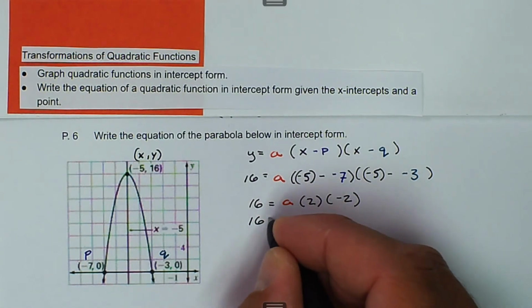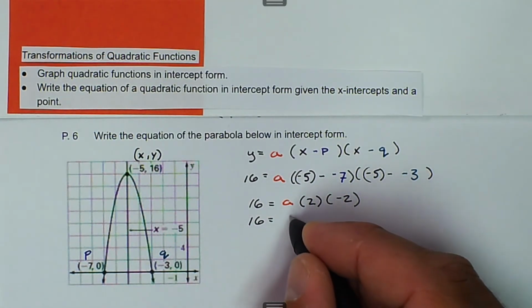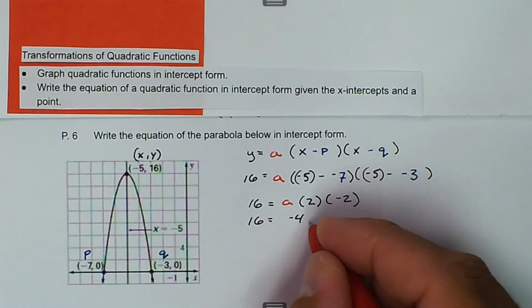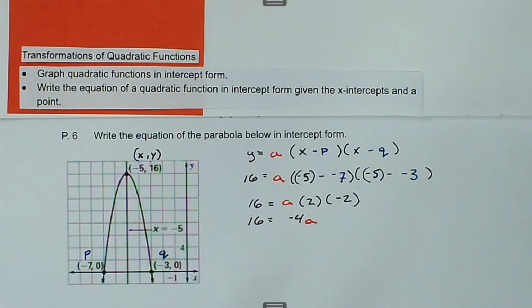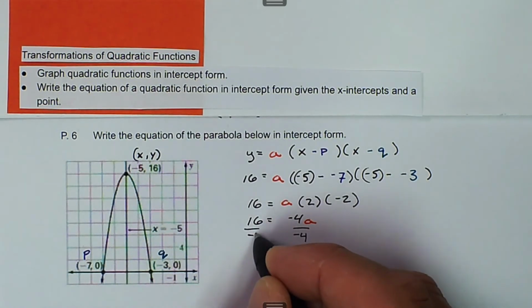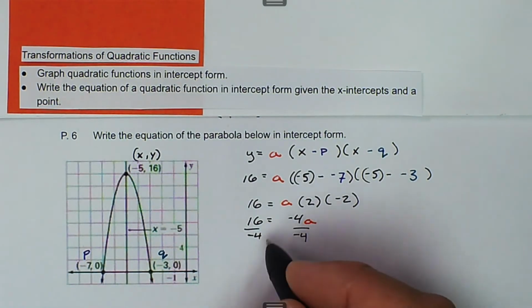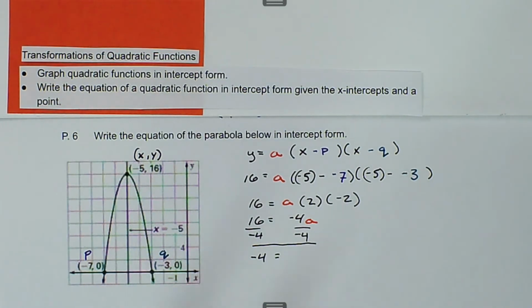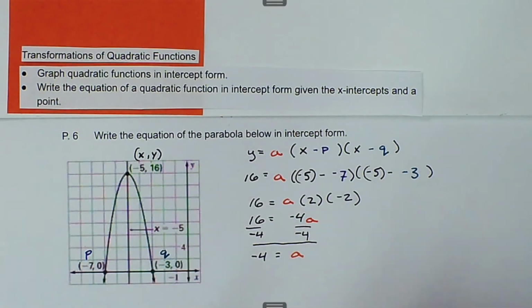So we have 16 is equal to -4a, still have the a value there. And we're going to divide by -4. And then we get -4 is equal to our a value.